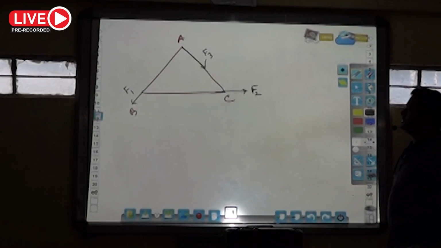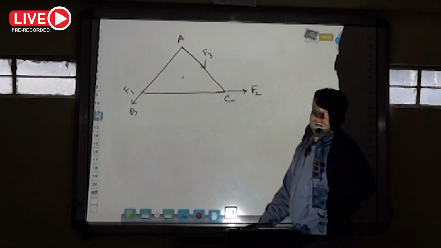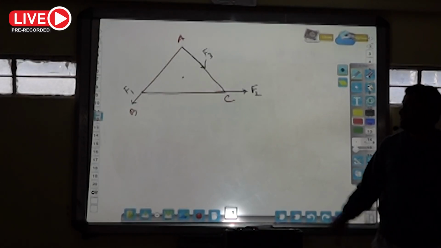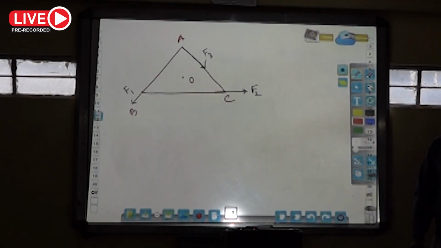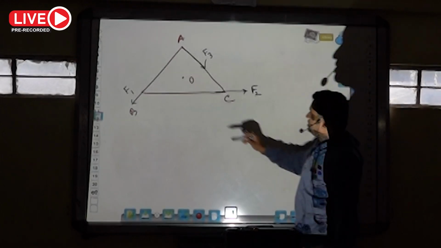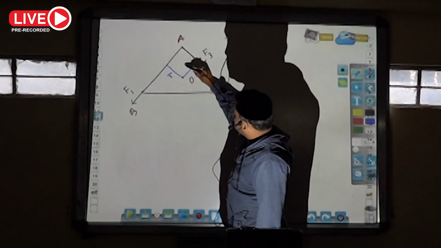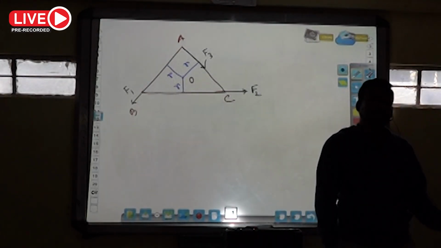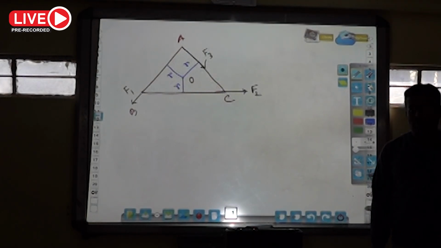Now, this is the centroid, means from each median the distance of the point O, that is centroid, is same. Perpendicular distance from each median will be same for equilateral triangle. Then we can consider that this distance is R, this distance is R, this distance is R. For other types of triangle, these R's are not equal, but for equilateral, these are always equal.